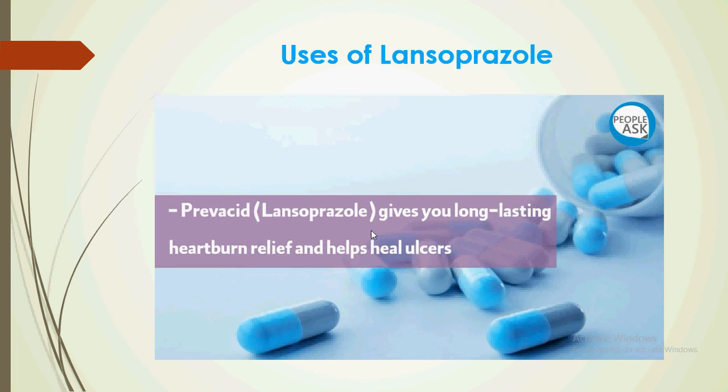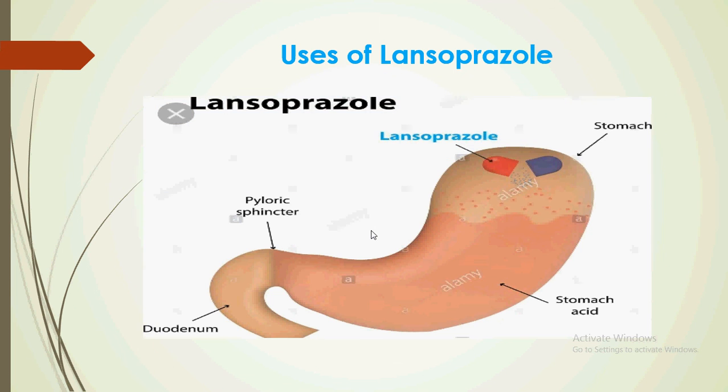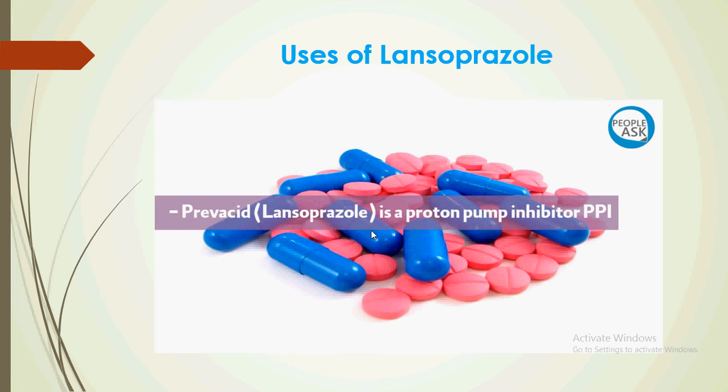And the uses of lansoprazole, it is used for many things, and one of the uses of lansoprazole is that it is used for ulcers of the stomach and the duodenum. And the second usage for the lansoprazole drug, it is used for H. pylori infections. It's also used for gastroesophageal reflux disease and for Zollinger-Ellison syndrome.